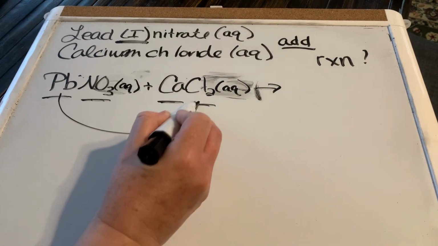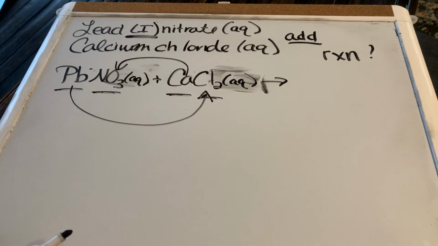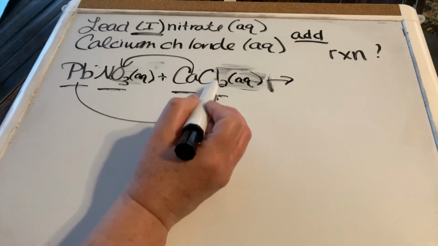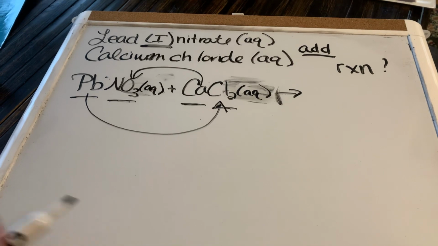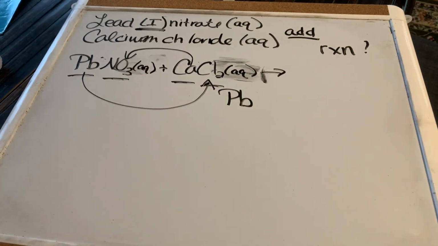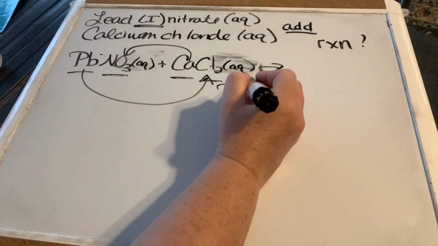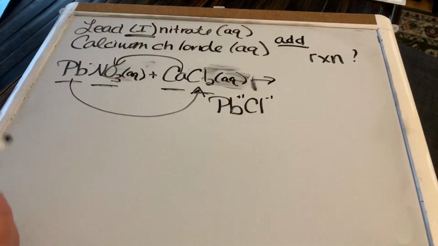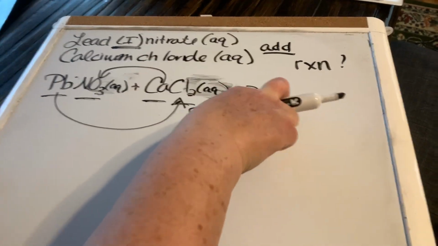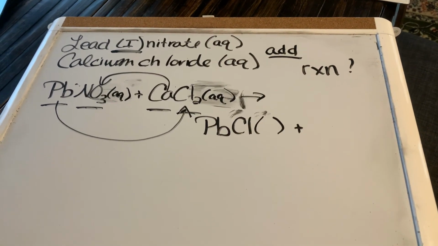Lead goes with chlorine and calcium goes with NO3. Okay? Again, positive goes with negative. That's how we figure that out. So on the other side, we have Pb, Cl. Pb again was +1, Cl was -1. So when we drop our signs and cross them down, we get PbCl. Making kind of a mess here. We're going to leave room here because we have to say whether that's aqueous or solid in just a minute.